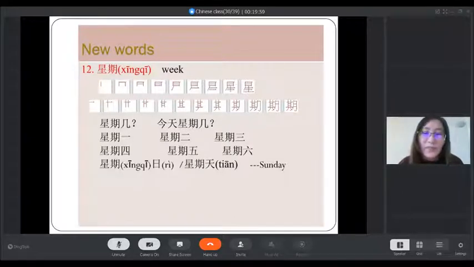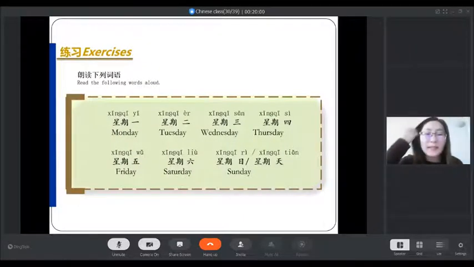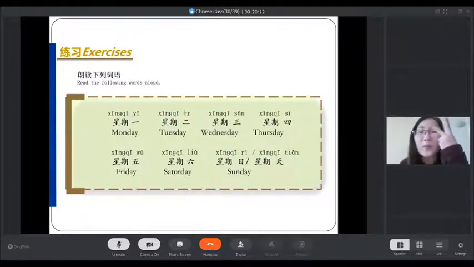So here are some words. 星期一、星期二、星期三、星期四、星期五、星期六、星期日、星期天. When we talk about the weekday in Chinese, we say Monday 星期一, Tuesday 星期二, Wednesday 星期三, Thursday 星期四, Friday 星期五, Saturday 星期六. That is, we use the number 1 to number 6 to name Monday to Saturday. But for Sunday, we will not use the number.